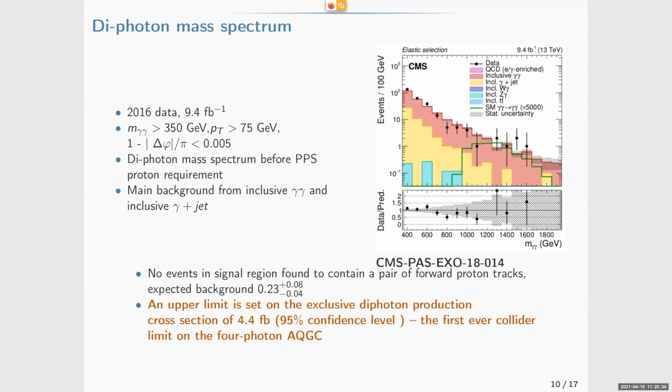For the selection cuts, just to give some general ones, it's of course the mass of the diphoton greater than 350 GeV, the pT of each of the photons greater than 75 GeV, and also we are benefiting from the exclusivity of the signal and putting a cut on the acoplanarity of the photons. This spectrum on the right is shown before any PPS proton requirement, so it's only with cuts on central variables of CMS. And the main background here is coming from inclusive gamma-gamma and inclusive gamma plus jet, with the standard model contribution shown in green and magnified by 5,000 times.